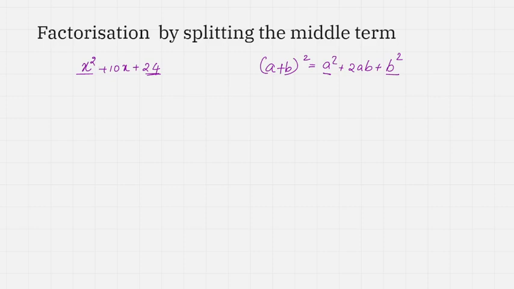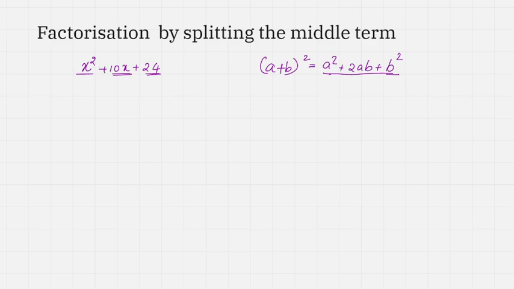So if any algebraic expression is in the form a square plus 2ab plus b square, then we can write the factors as (a plus b) whole square. But when we check here, x square is a perfect square, but 24 is not a perfect square. So we cannot say that this is in the form of (a plus b) whole square. So to find the factors here, we will split the middle term.